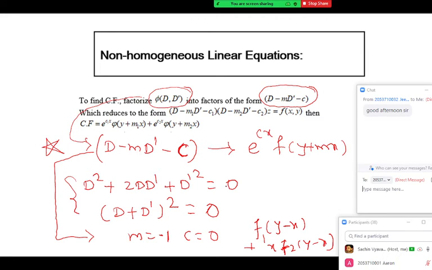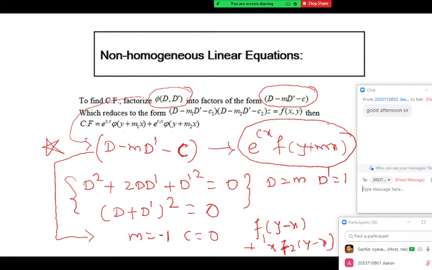For homogeneous, generally we get the roots by putting D equal to m and D dash equal to 1. If you put D equal to 1 and D dash equal to 1 in this equation, we get the equation like (m plus 1) whole square equal to 0. So m is minus 1, a repeated factor, and you get this CF. But exactly the same CF you can get by this formula.